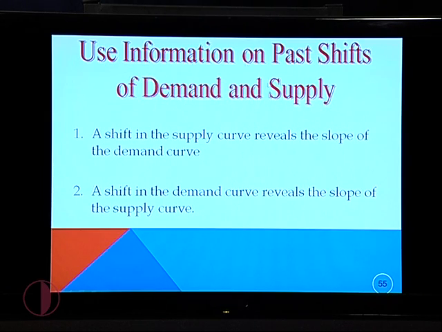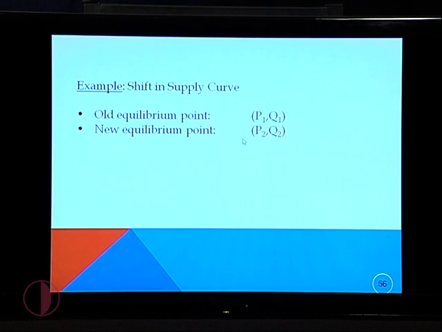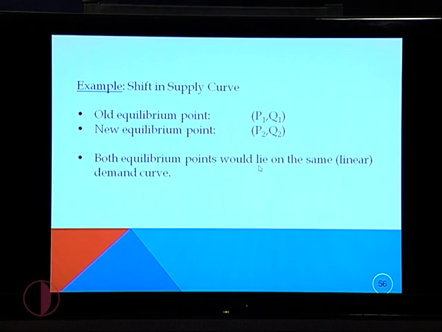A shift in the supply curve reveals the slope of the demand curve, and a shift in the demand curve reveals the slope of the supply curve. What is this? A shift in the supply curve. Let's look at this old point P1, Q1, and the new equilibrium P2, Q2. Both equilibrium points will lie on the same line, the linear demand curve. Therefore, if QD is A minus BP, then B is estimated from the equation. This is the slope, and A is then estimated by this.